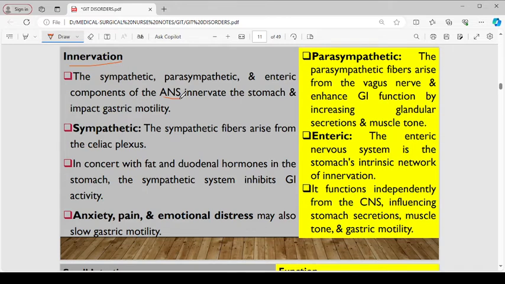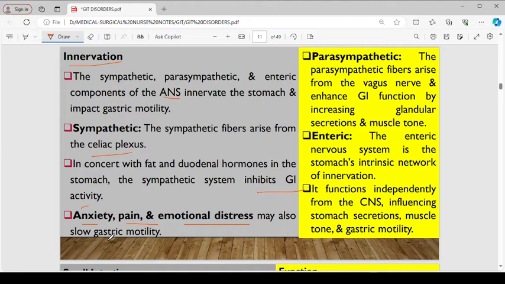These will innervate the stomach and also impact gastric motility. For the sympathetic, we have sympathetic fibers that arise from the celiac plexus. In concert with the fat and the adrenal hormones in the stomach, the sympathetic will inhibit GI activity. Also, anxiety, pain, and emotional distress may slow gastric motility.